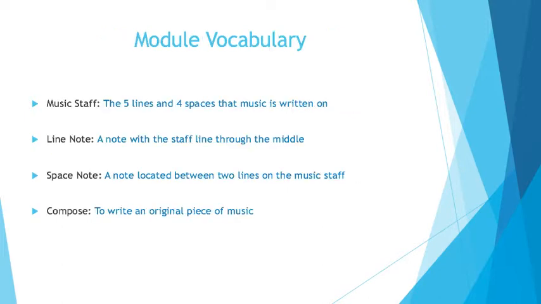Vocabulary words to look out for in this module is music staff, which we'll talk about quite a bit today. It's the 5 lines and 4 spaces that music is written on. A line note is a note in which the staff line is going through the middle of it. A space note is a note that's located between 2 lines on the music staff, quite literally in the space created by the staff. And again, to compose is to write an original piece of music.